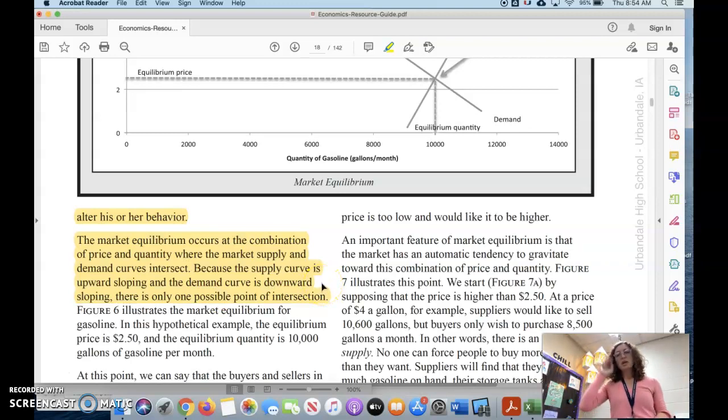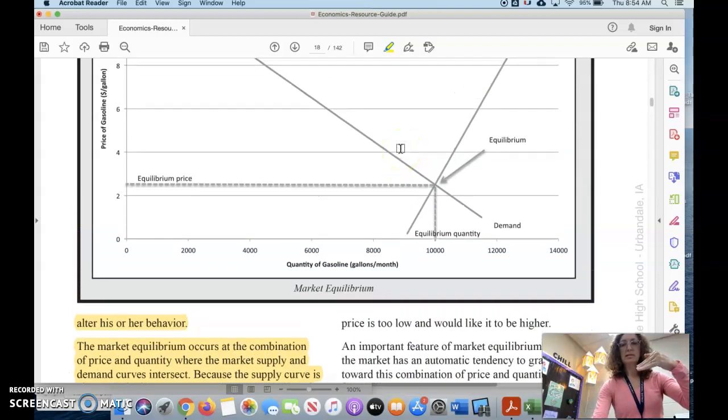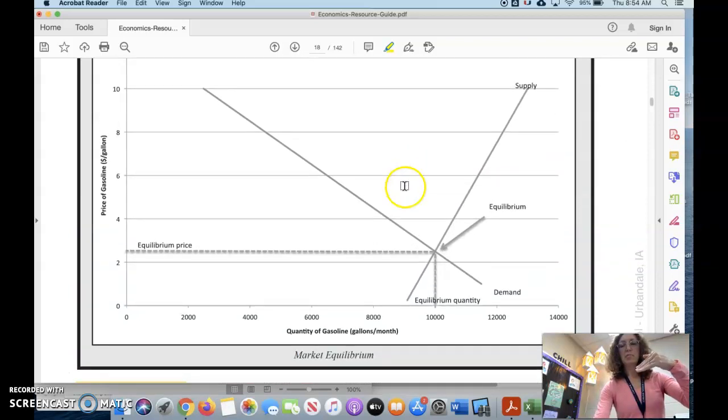So, remember how we talked about the supply curve? The supply curve is upward sloping. And the demand curve is downward sloping. Let's see if it'll let me draw on here. Nope, it won't.